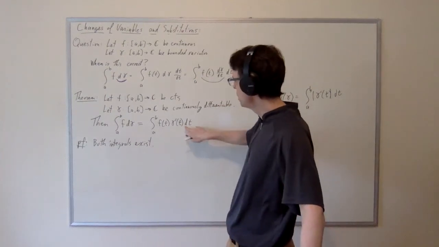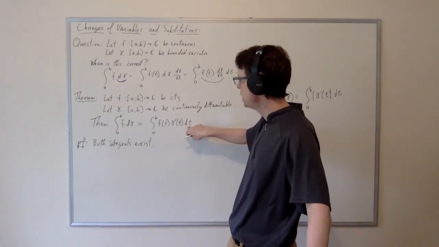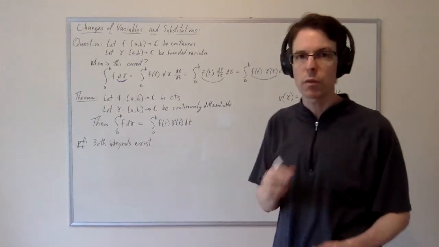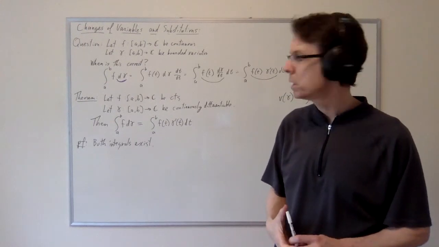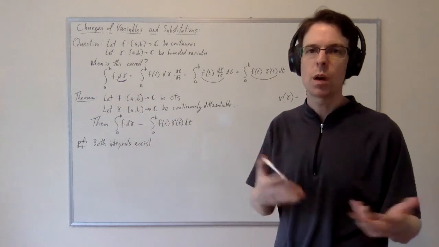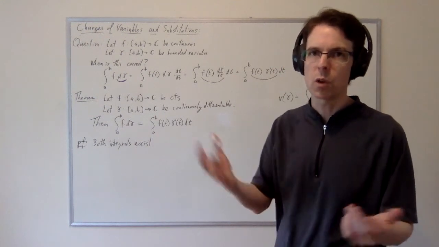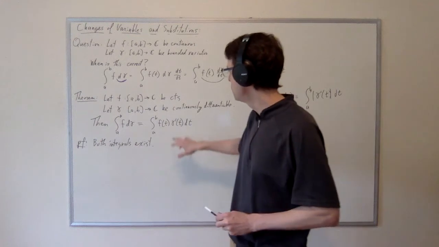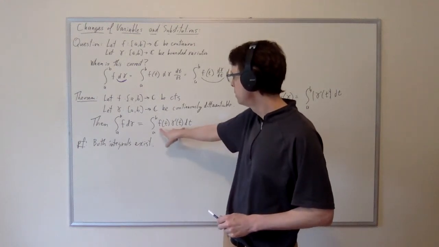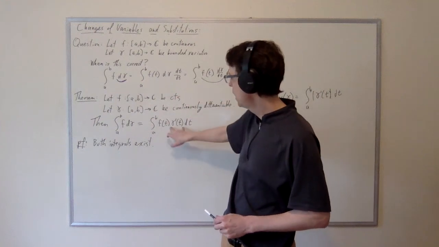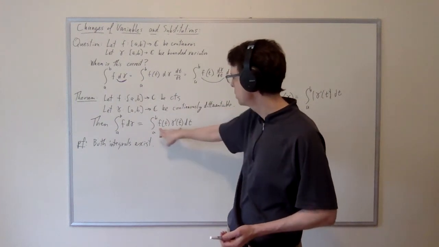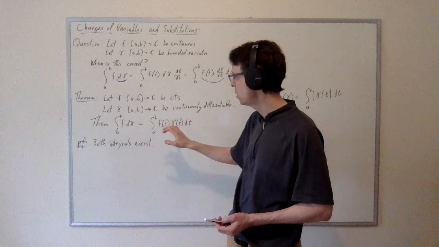What about this one? Well, this dt means that we're working with the identity path from ab to ab. That clearly has bounded variation. The variation is b minus a. All of the sums in the calculation of the variation, they all telescope and give you b minus a. So that's no problem. That's bounded variation. What about this? Well, I've got a continuous function f, which is assumed continuous, and I've got gamma prime, which is assumed continuous. So their product is continuous, so I've got a continuous integrand.